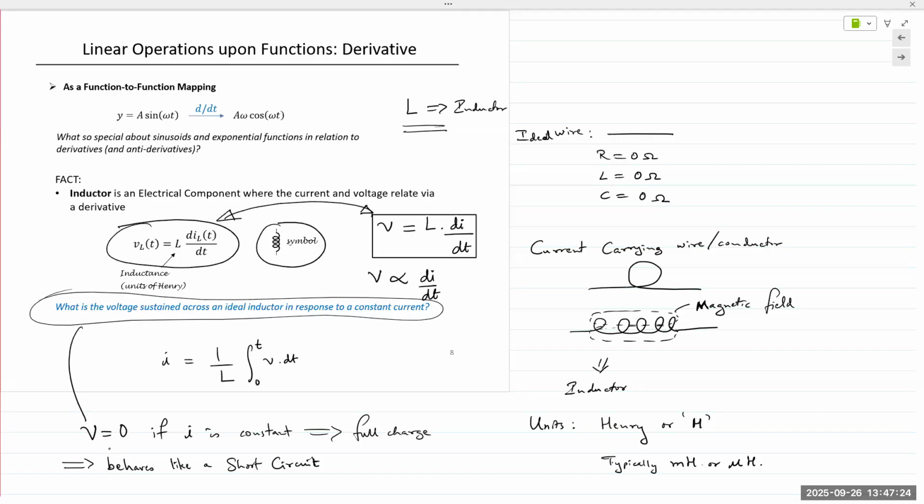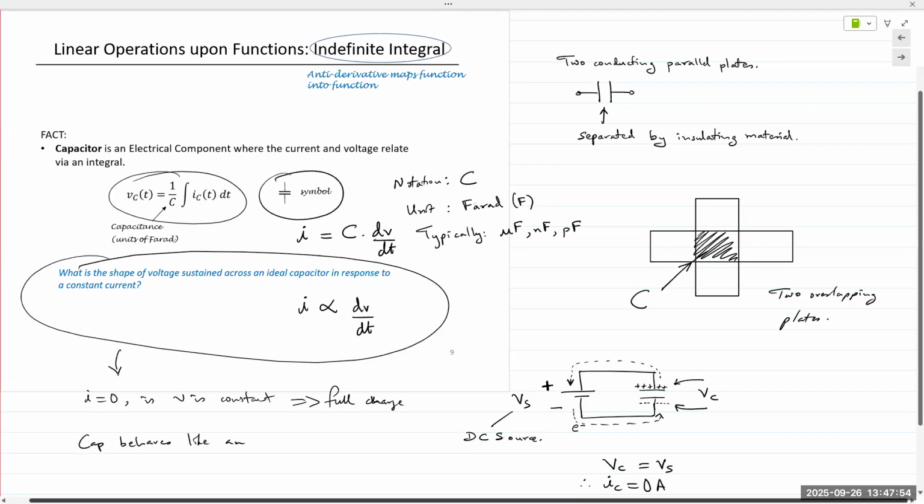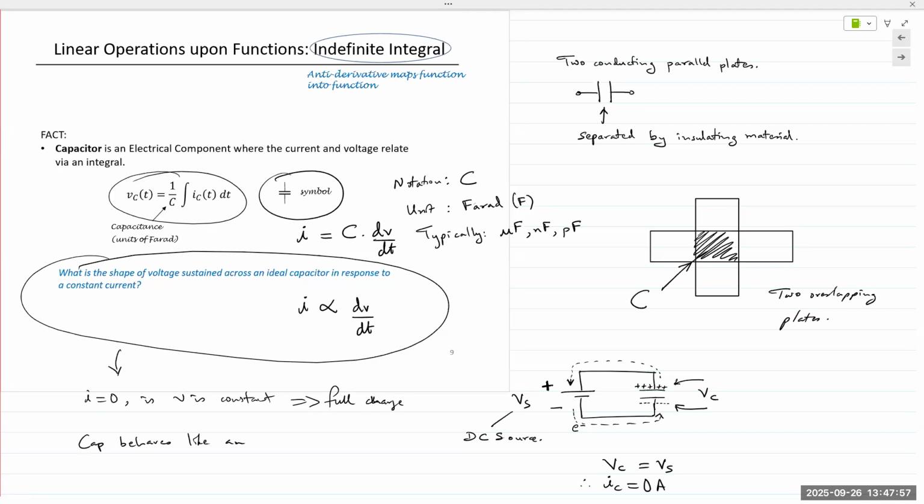Full charge. And then here the capacitor behaves... I goes to 0. V is constant. Reaches full charge. And what does the capacitor behave like? Anyone? If an inductor behaves like a short circuit, and for a capacitor, if I equals 0, open circuit. So similar behavior, but exactly the opposite.